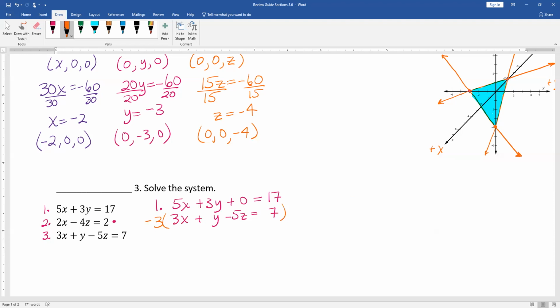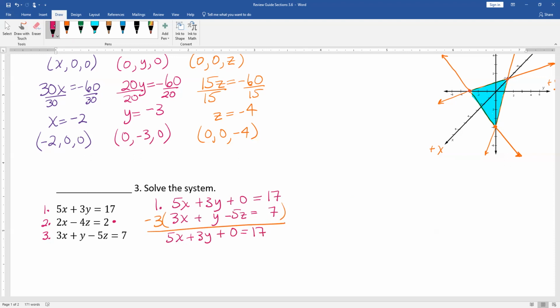So I'm going to have to multiply times a negative so that I have a positive 3y and a negative 3y, and those additive inverses cancel each other out. So I'm going to rewrite the first equation so that I'm keeping everything together. 5x plus 3y. I'm going to keep the 0. You don't have to, but it keeps everything lined up neatly for me.